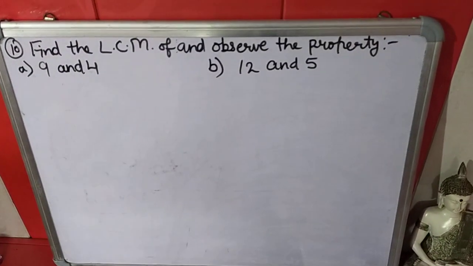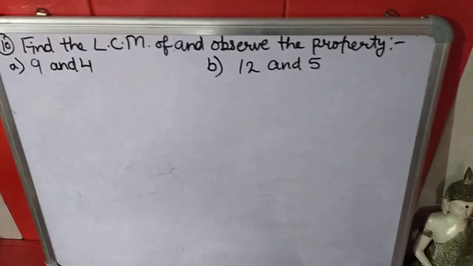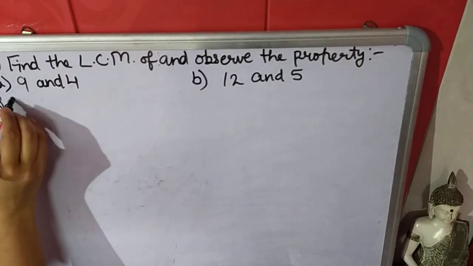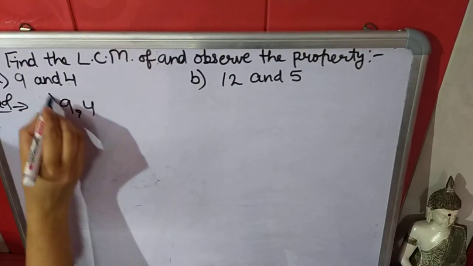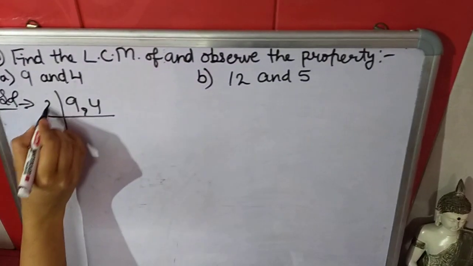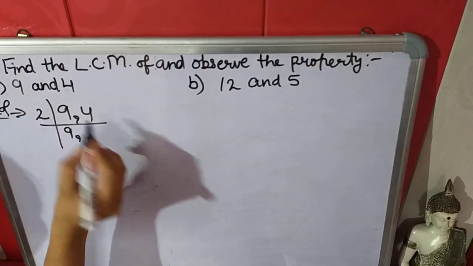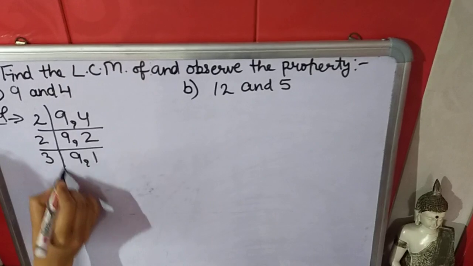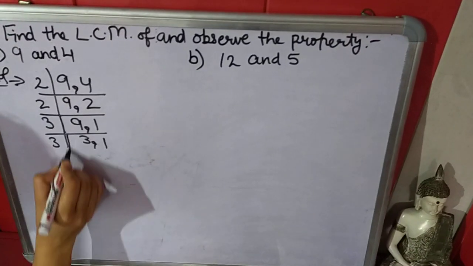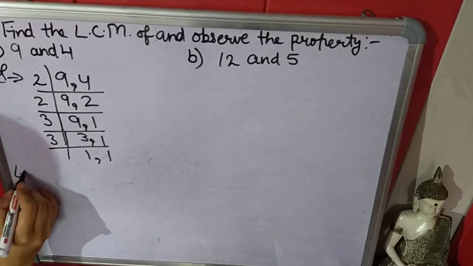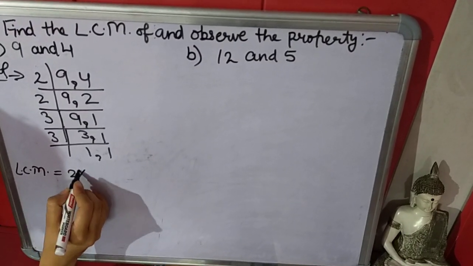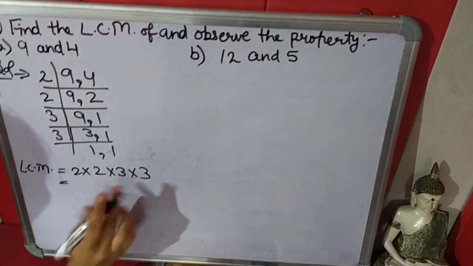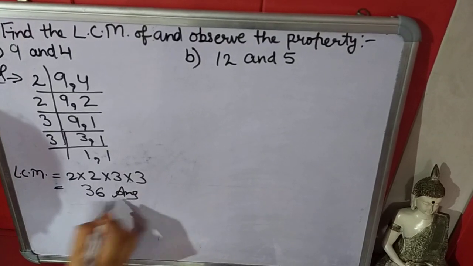Tenth question is find the LCM of these numbers and observe the property. First is 9 and 4. We will take LCM of 9 and 4. Both numbers will go in table of 2. Sorry, only one number will go on table of 2. Again on 2. Now 3. Again on 3. So here LCM is 2 multiply 2 multiply 3 multiply 3. 2 2s are 4, 4 3s are 12, 12 3s are 36. 36 is the LCM of these numbers.